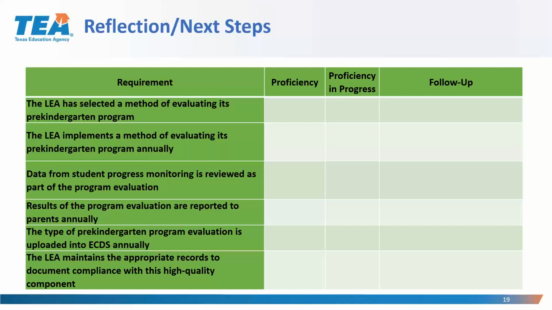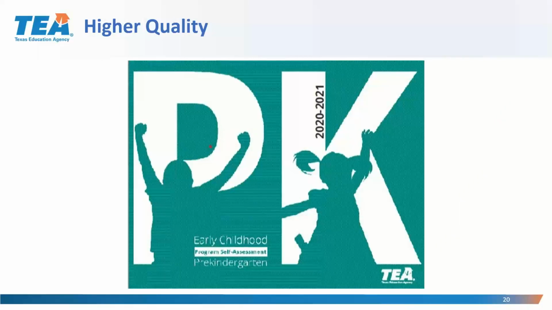This checklist is part of an overall checklist that can be found on our high-quality web pages. If you are in compliance with this high-quality component, TEA would encourage you to use this self-assessment document to consider other areas that you can improve your pre-kindergarten program.